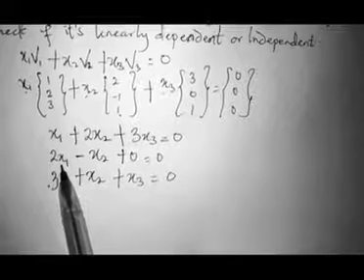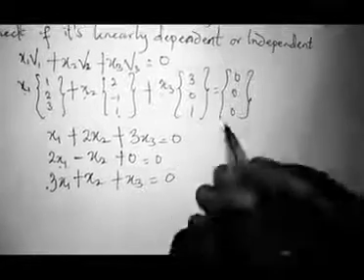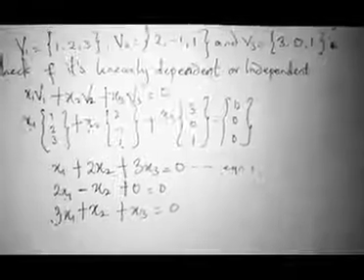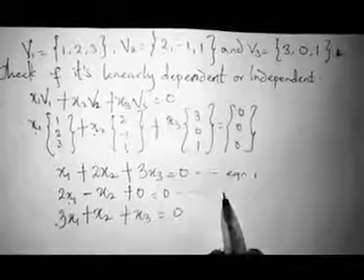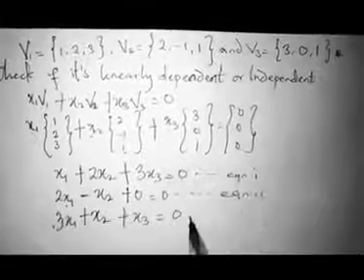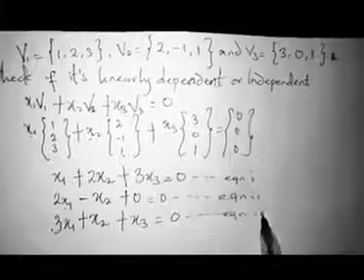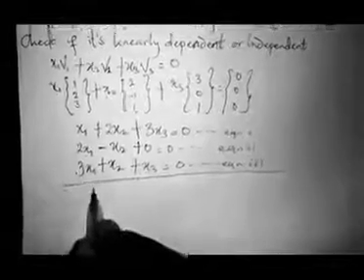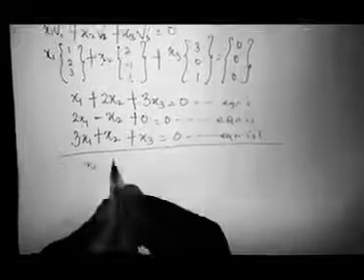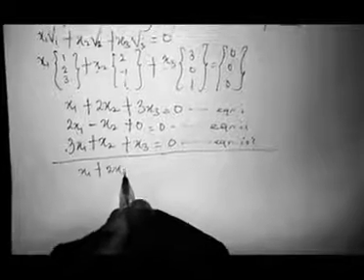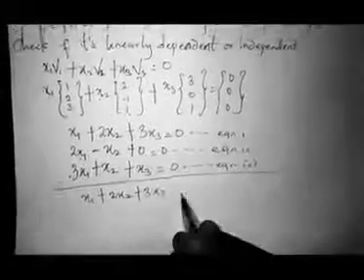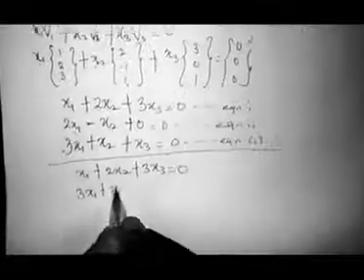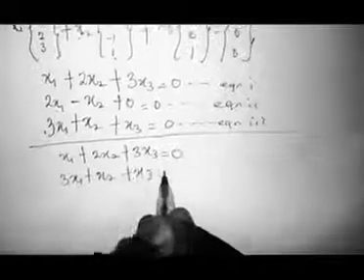Now from here you can see that this equation and this equation look alike, and this also is single. This is 2, these are 3. So now from here, this is your equation 1, and you can see that this will be your equation 2, and this will be your equation 3. So we want to solve equation 1 and 3 together. Equation 1 is 2x2 plus 3x3 equals 0, and this is 3x1 plus x2 plus x3 equals 0.